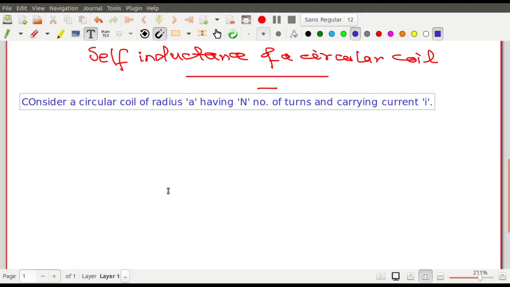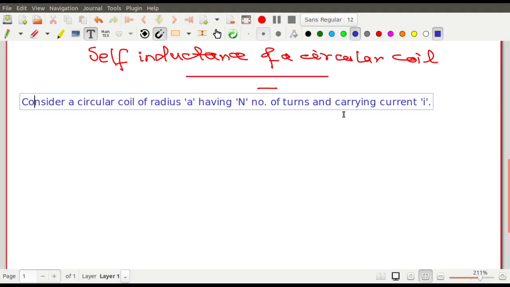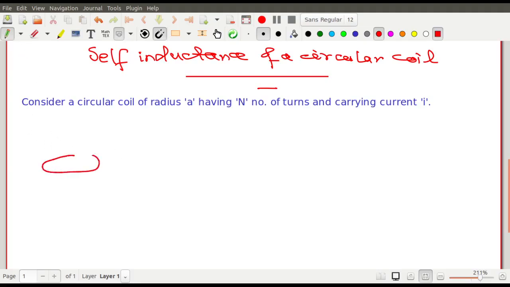So this is your coil. Is it clear? Now how much self inductance has developed in this coil? What is the self inductance developed in the coil? As the coil is carrying some current, there will be some magnetic field. So you consider a coil like this. This is my coil of radius A.